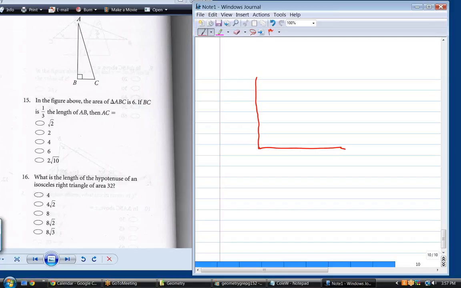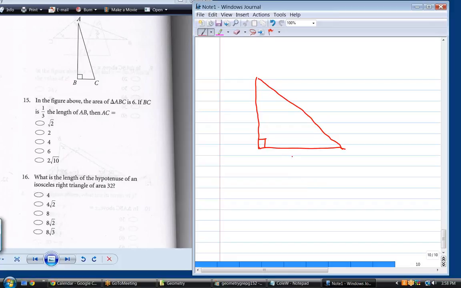In other words, an isosceles triangle has to have two equal sides. And in a right triangle, the hypotenuse is always the longest side. So when you're talking about an isosceles right triangle, it means the two short sides are the ones that are equal. That's the only way it can be.